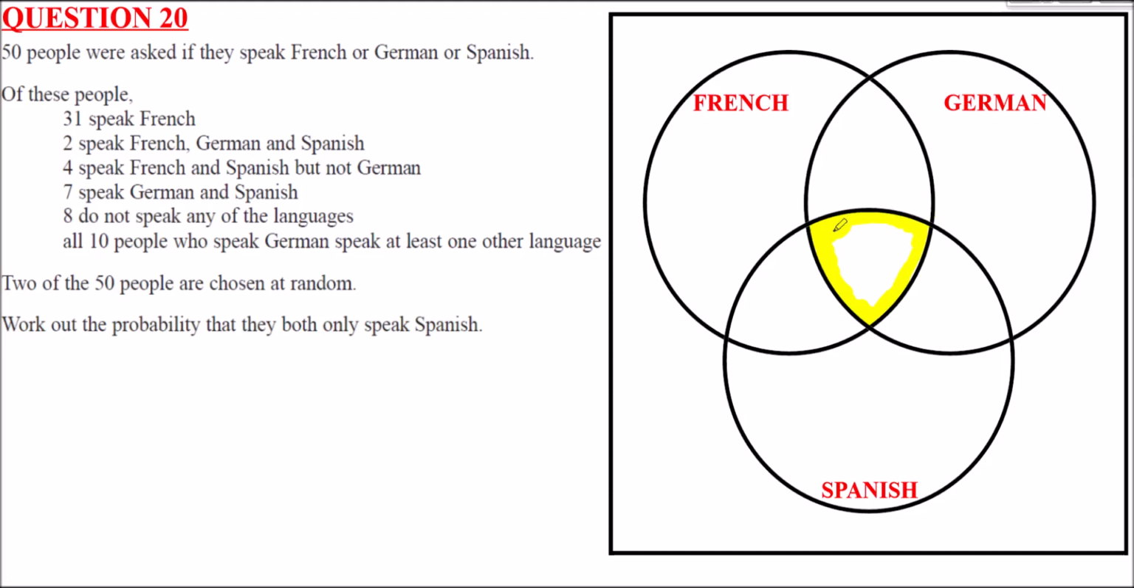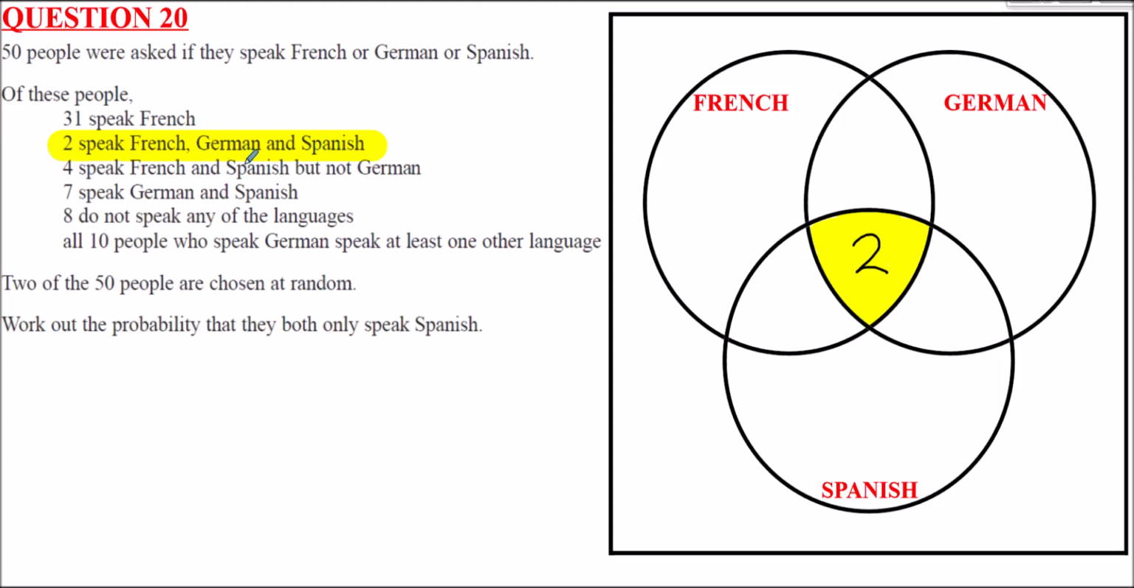You read the question and you think, well, what number would go in this middle bit? What number represents the people that study both French and German and Spanish? Does it say? Well, yes, it does. It says 2 people speak all 3. So what we do is we put 2 people in there.